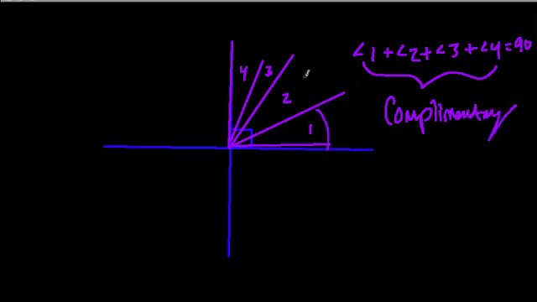Now angle 1 and 2 alone are not complementary. They don't add to 90 degrees. It's only whatever group you're given, the angles that add up to 90 degrees. That's what complementary angles are all about.